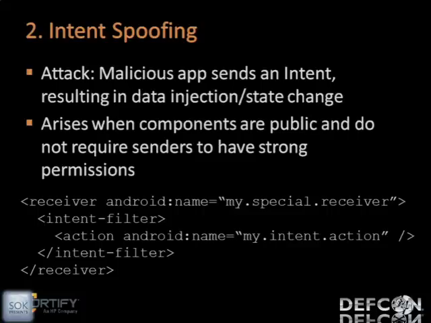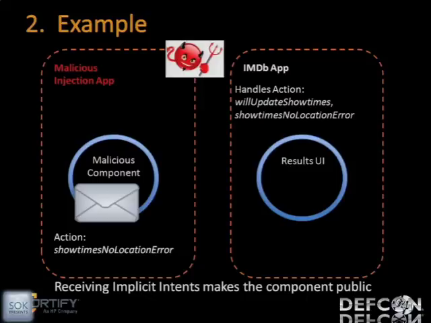So here we have a reminder of the code. This is a receiver being declared in a manifest. And as you can see here, it's declaring that it can receive this action, my intent action. So it's being made a public component. This attack exploits a vulnerability on the receiving side. So let's go back to the IMDb example. We had the receiving component that updates with show times or says that there's a no location error. If you recall, it was receiving an implicit intent, which made that component public.